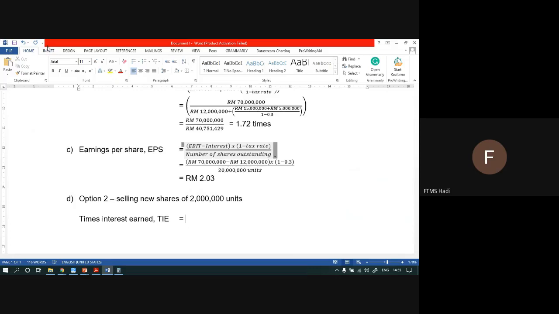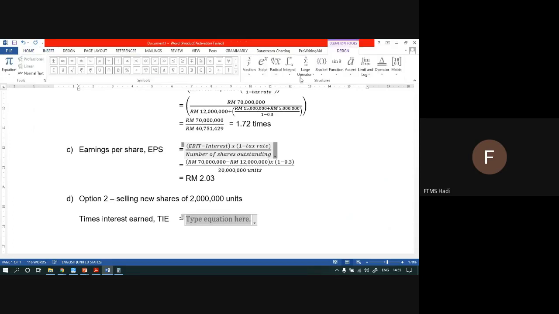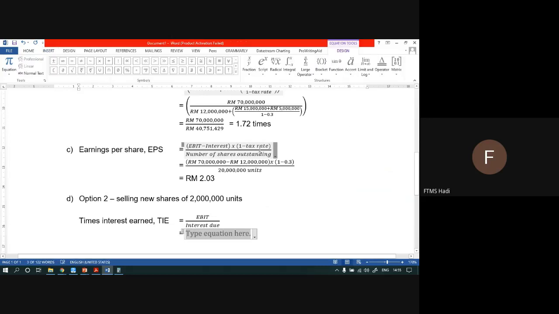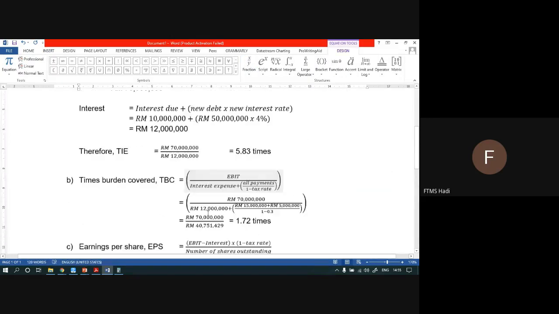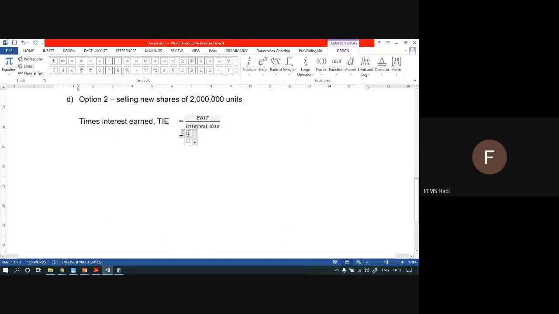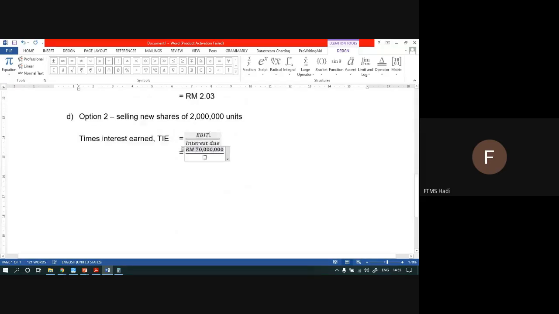Okay, there's a slightly different formula, which is EBIT divided by interest due. All right, so how to put that into the number? EBIT is similar, because you already calculated this one earlier. Later on you will see the differences. It is 70 million.